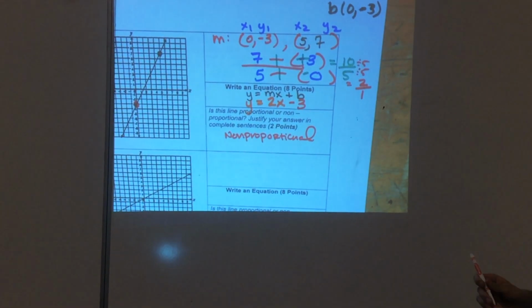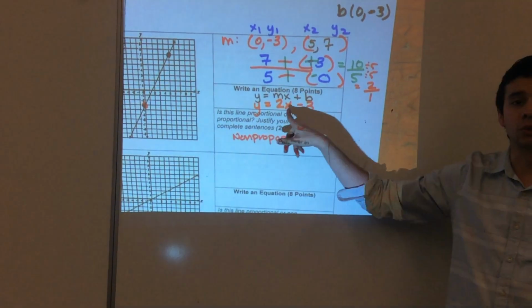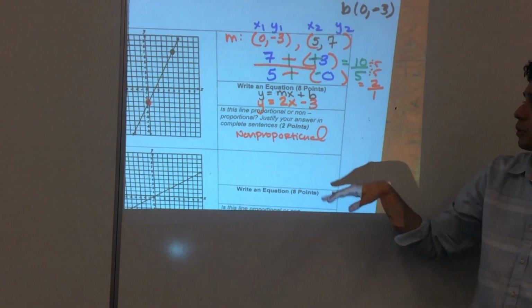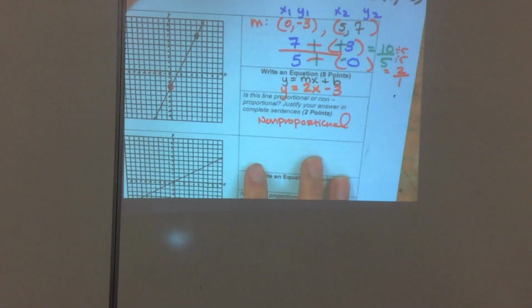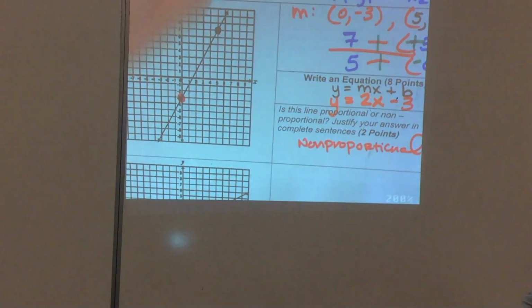Non-proportional. So this is the answer for number 3. Y equals 2x minus 3, and it's non-proportional. Double check your answer. Be smart. You already know how to graph.